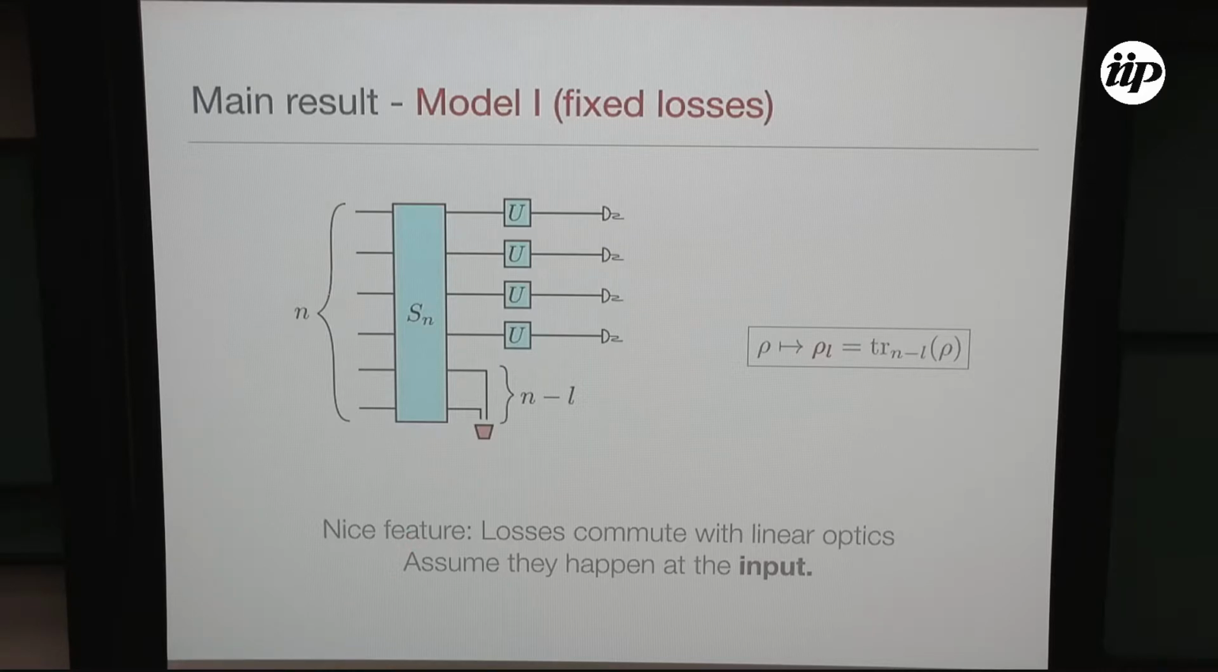And one nice feature you can convince yourselves easily is that if you do this, then losses commute with linear optics. So you can assume that all losses happen at the input of the circuit. So we only actually care to simulate the state at this stage.